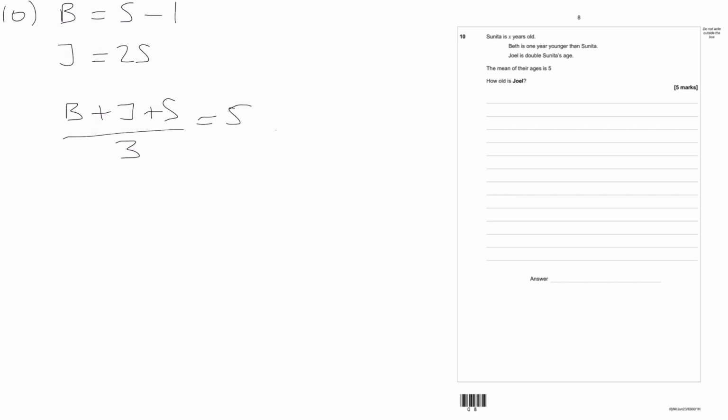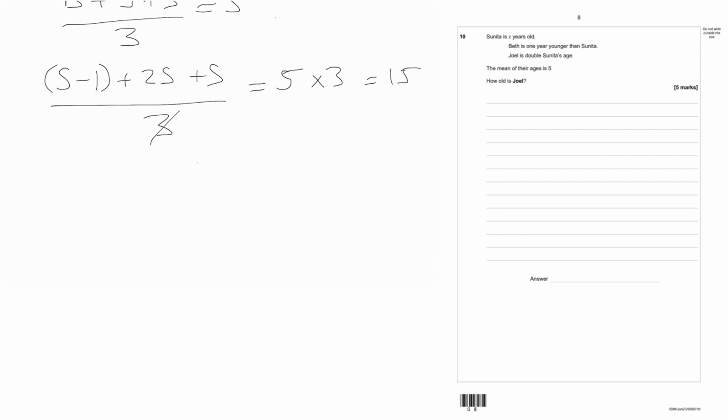And if we sub in our values of B and J in terms of S, we have S minus 1 plus 2S plus S over 3 equals 5. And we can times both sides by 3. So we cancel here and we times by 3, which equals 15. So if we simplify this, we have 3s plus s is 4s minus 1 equals 15.